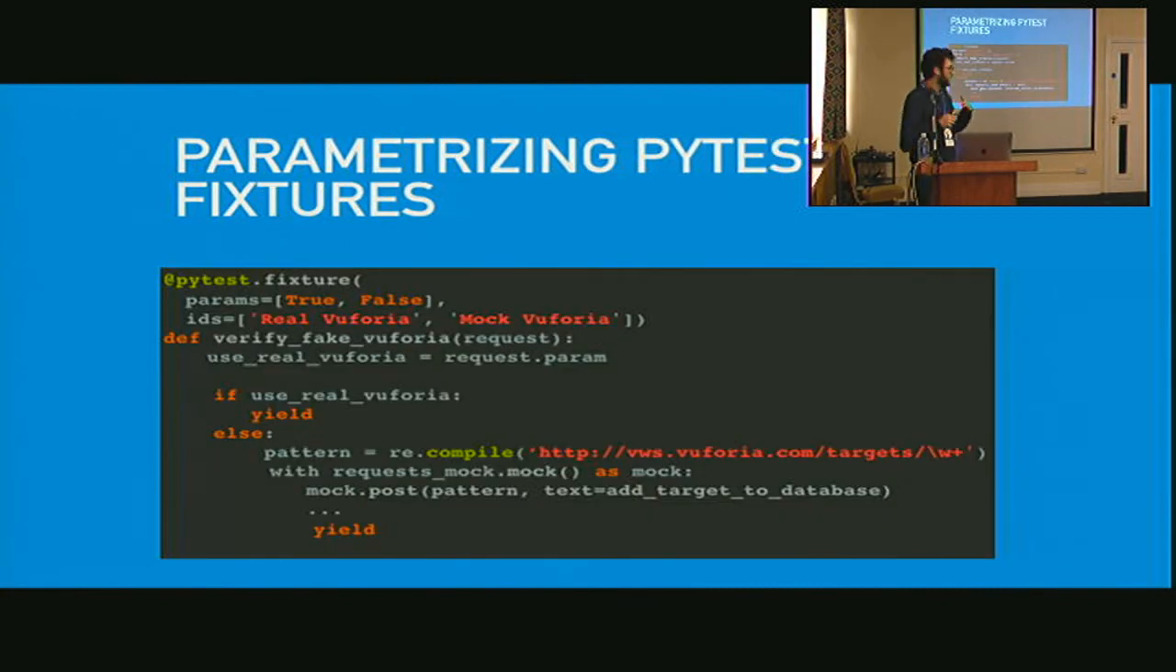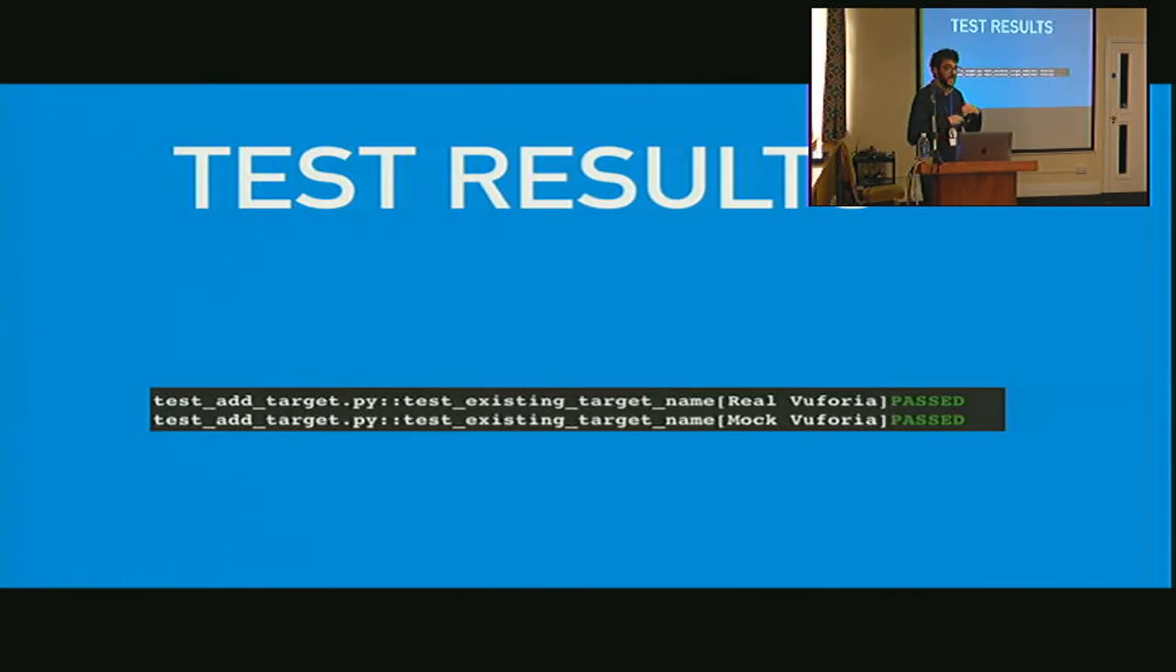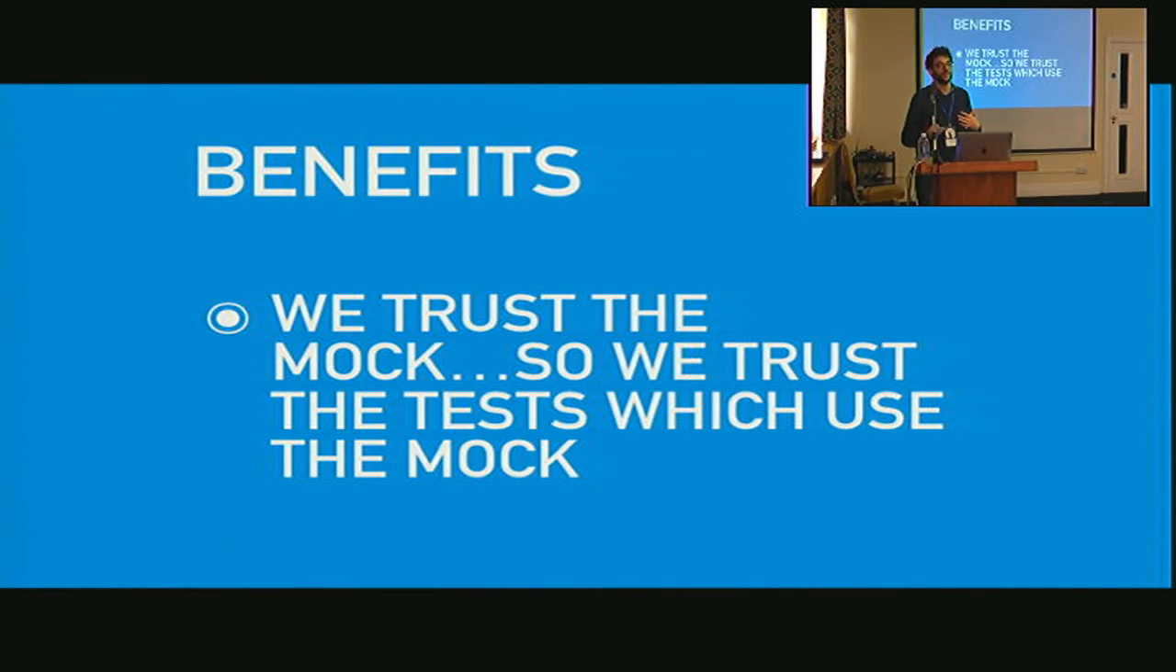So let's say we look at an expansion almost of the fixture that we had before. This time it runs twice, the first time using the real VUFORIA and the second time using the mock VUFORIA. So that means that every test that I had for the API now runs twice. And I built up the mock until it passed all of those tests. Kind of like just test-driven development, really. So now the mock is a verified fake.